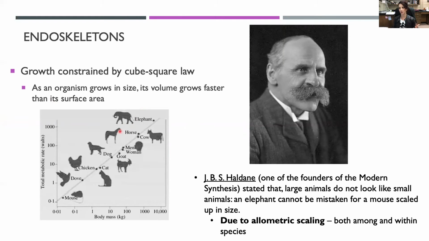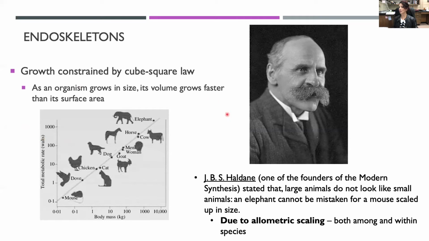They all have endoskeletons. Their growth and our growth is constrained by what is called the cube square law. And this states that as an organism grows in size, its volume, meaning the space inside, grows faster than the surface area. And this is what we call allometric scaling.